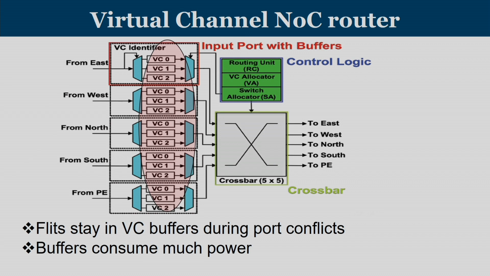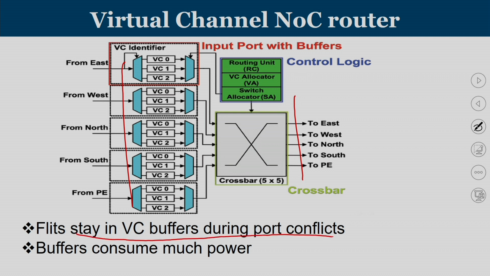We know that this is the general structure of an NoC router, where we are going to have buffers here, which we call virtual channels, and we have a crossbar through which it goes. So, flits stay in virtual channel buffers whenever there are port conflicts, and these buffers are going to consume much of your power. Buffers are power hungry circuits.